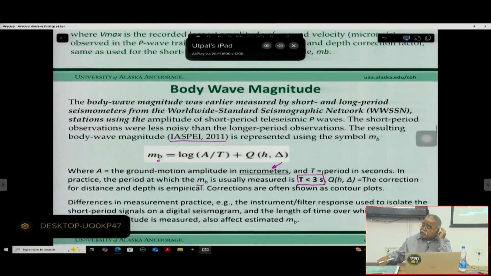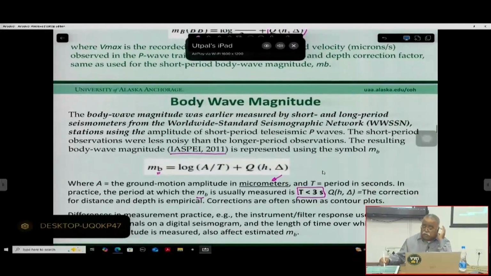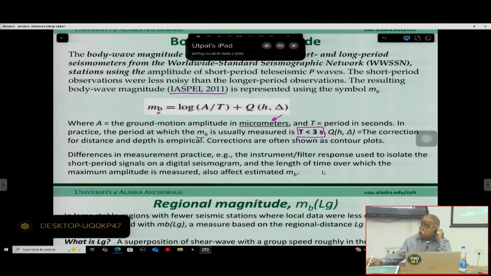So please understand, these are two different formulas. This one uses the broadband velocity sensor data directly, and this one uses only the displacement values, log A, because A is in micrometers, so 10 to the power minus 6, or microns, and T is the period in seconds. In practice, we use periods of less than 3 seconds. And Q of h and delta is again the correction factor.